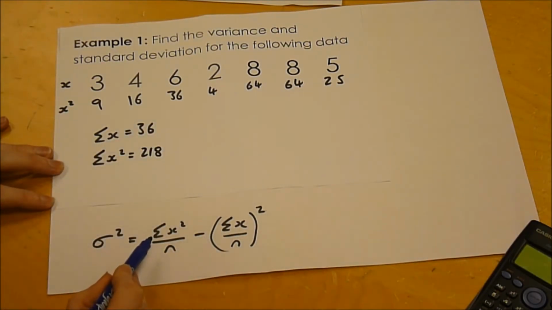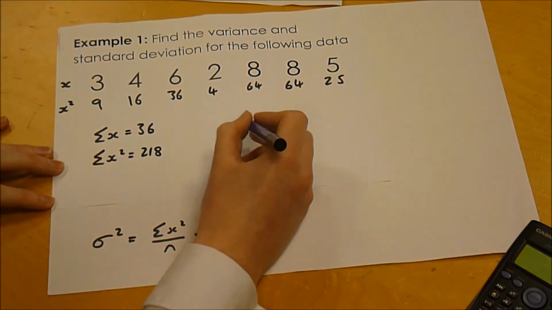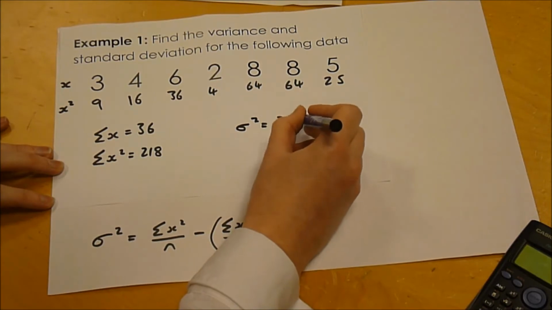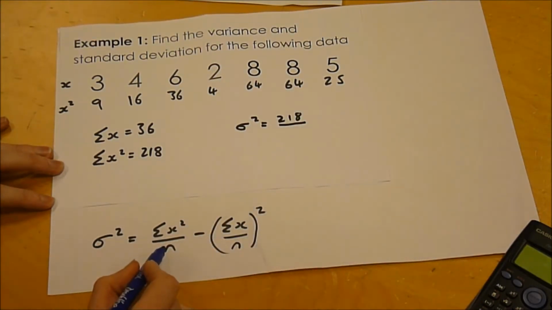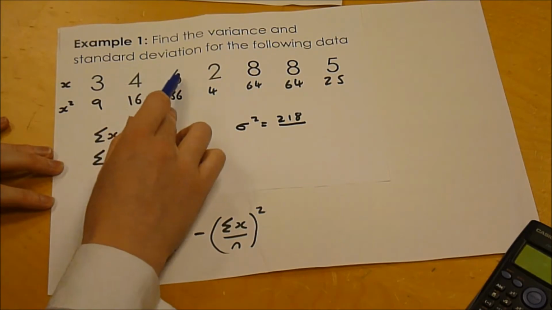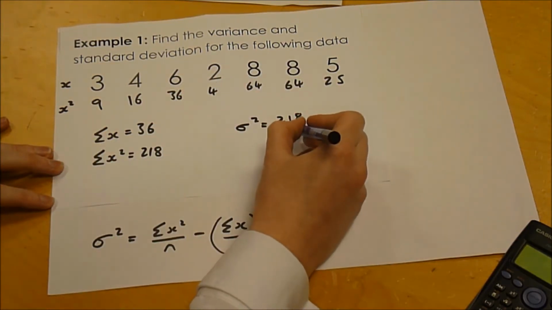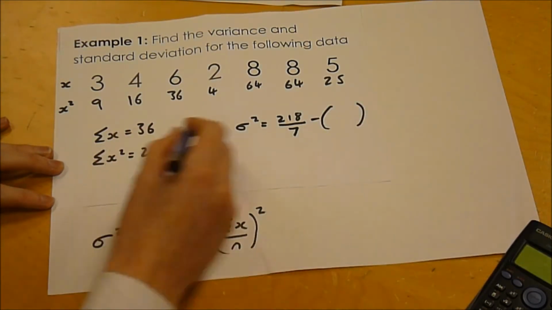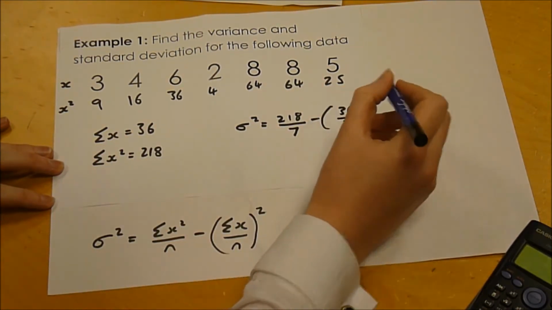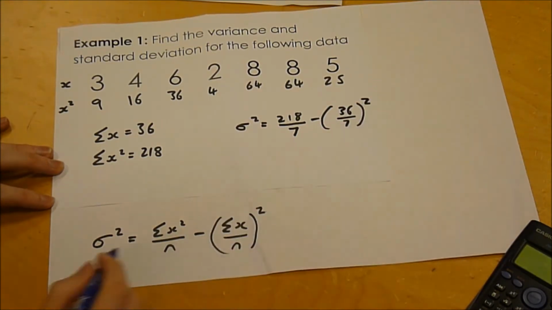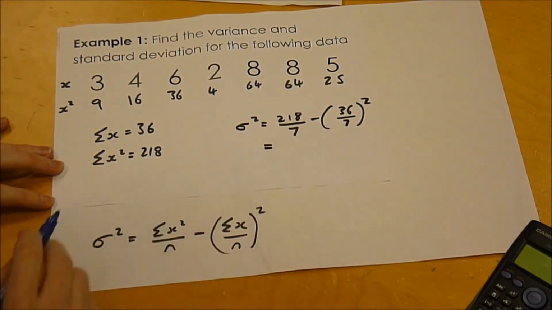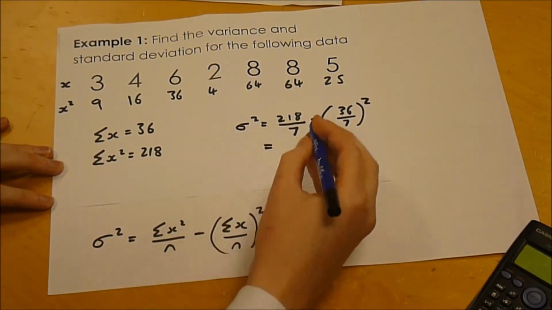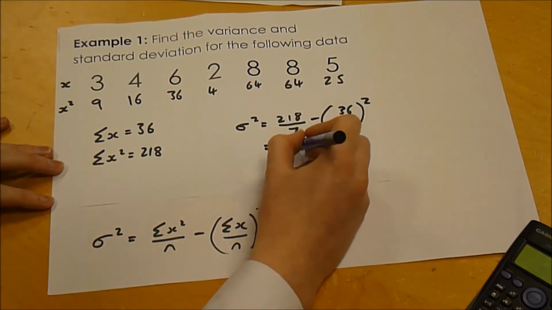Now I'm going to plug everything into my formula, so I'll get sigma squared equals the sum of x squared, that's 218, divided by how many? Oh, hang on a minute, we haven't worked that out. 1, 2, 3, 4, 5, 6, 7. Divide by 7. Minus, put the brackets there, sum of x, 36, divided by 7. And don't forget to square it, that's a common mistake there. Now I'll put this in my calculator, and it comes out with some massively long number like 4.69 and so on. I've rounded that to 3 significant figures, 4.69.